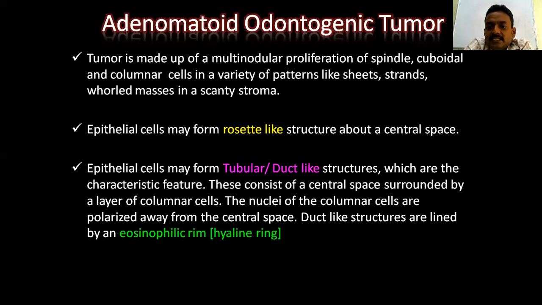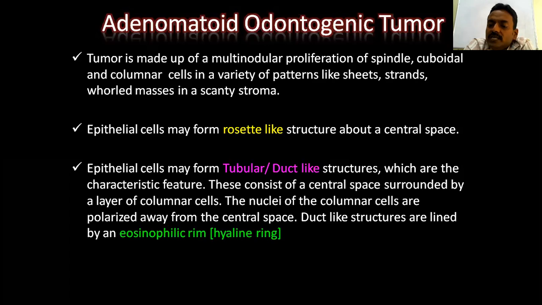Here the cells are arranged in the form of the petals of a rose flower. So this is described as a rosette-like structure or rosette-like pattern. The epithelial cells form rosette-like structures about a central space. These epithelial cells may form tubular or duct-like structures, which are a characteristic feature. These consist of a central space which is surrounded by a layer of columnar cells.